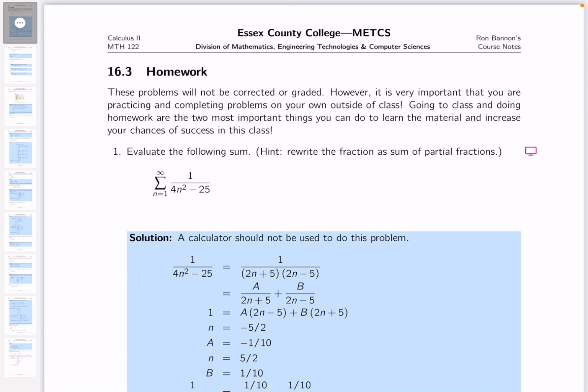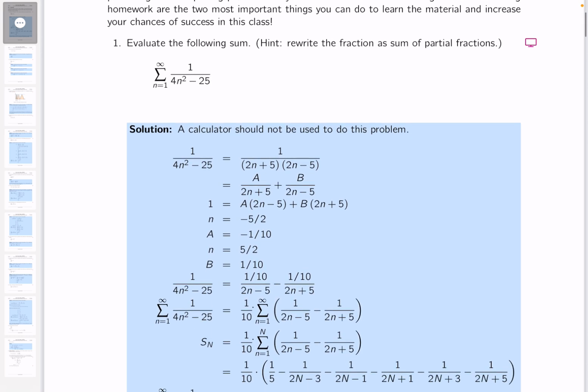Okay, this one's evaluate this sum. It's an infinite sum, and they're giving me a hint. They say rewrite the fraction as a sum of partial fractions. So I realize there's work down here. If you can read that and understand that, that's good for you.